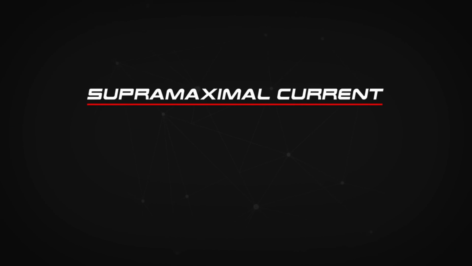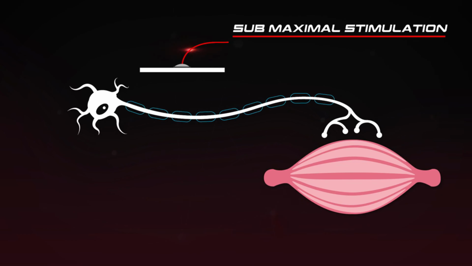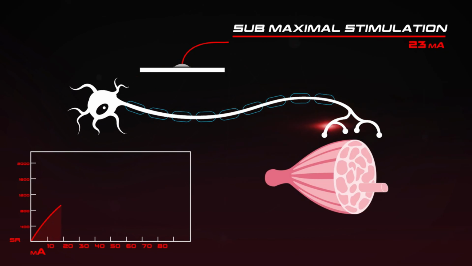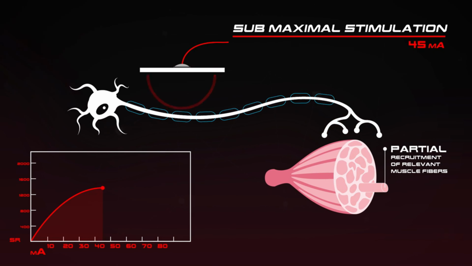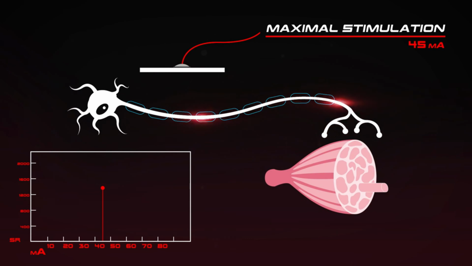Supramaximal current is best explained in the context of submaximal and maximal stimulation. A submaximal stimulation is a stimulus resulting from a current setting which does not result in the recruitment of all relevant muscle fibers. In contrast, a maximal stimulation is a stimulus resulting from a current setting which does result in the recruitment of all relevant muscle fibers, thus eliciting a contraction at maximum strength.